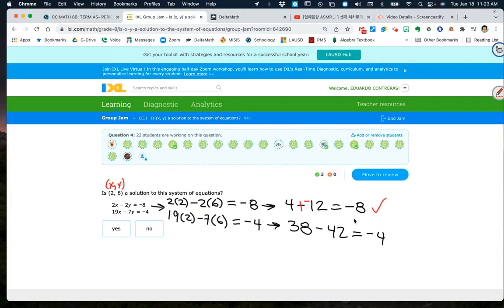Again, am I sure? Should I do keep change opposite just to make sure? Never hurts. Keep change opposite. 38 plus -42, is that -4? Yay or nay? Yeah, it is. I think we have another yes.